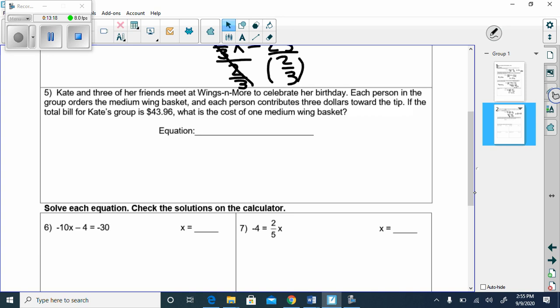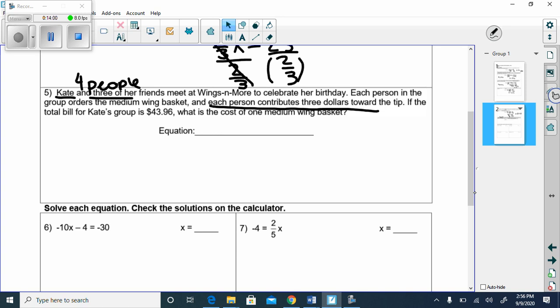Okay, so we know that they are dividing this ticket up evenly amongst this group, right? It says that this group is including Kate and 3 of her friends. So how many people is that? Good. So keep that in mind. We've got 4 people that we're splitting this up with. Each person orders this medium wing basket. That means everybody's should cost the same. And each person also contributed $3 towards the tip.